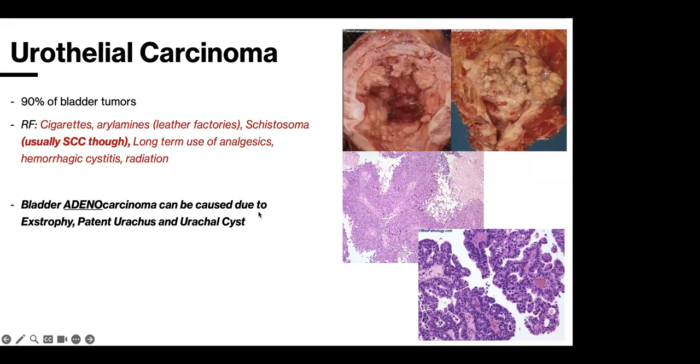Bladder adenocarcinoma could be caused, as we talked about earlier, by exstrophy, patent urachus, and urachal cysts. If a patient has any of these congenital anomalies and is at risk for any type of cancer, it is bladder adenocarcinoma. Not urothelial carcinoma, not squamous cell carcinoma. Bladder adenocarcinoma is these three. We have the images right here.